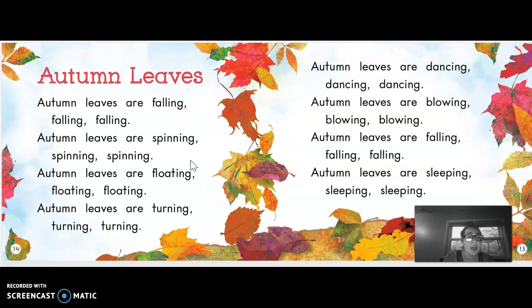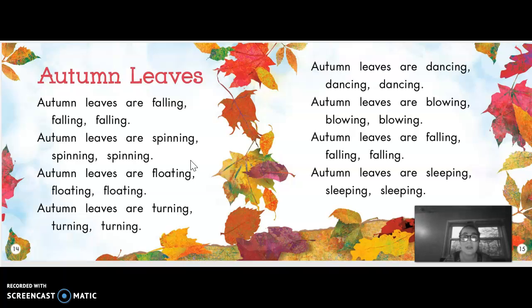Autumn leaves. Autumn leaves are falling, falling, falling. Autumn leaves are spinning, spinning, spinning. Autumn leaves are floating, floating, floating. Autumn leaves are turning, turning, turning. Autumn leaves are dancing, dancing, dancing. Autumn leaves are blowing, blowing, blowing. Autumn leaves are falling, falling, falling. Autumn leaves are sleeping, sleeping, sleeping.